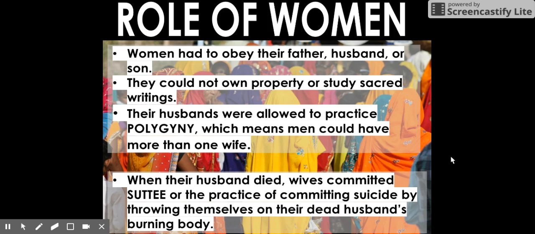So it doesn't look like they have a lot of rights here, that it's a very patriarchal society, which is controlled by men, which is very different than some of the other societies that we've seen.